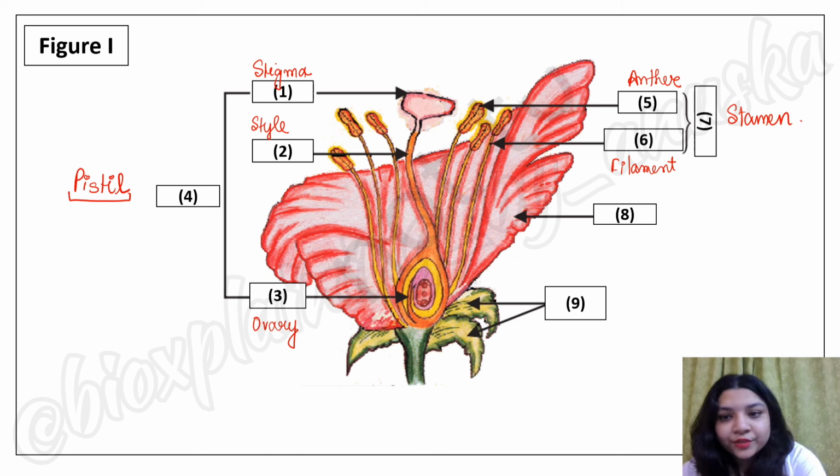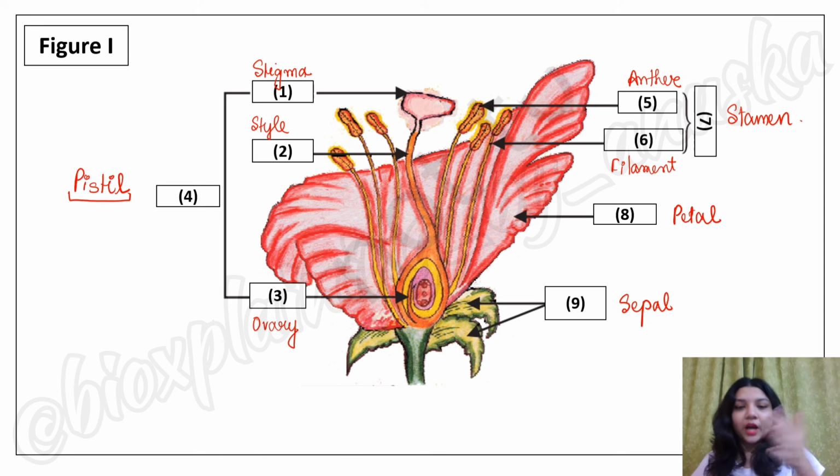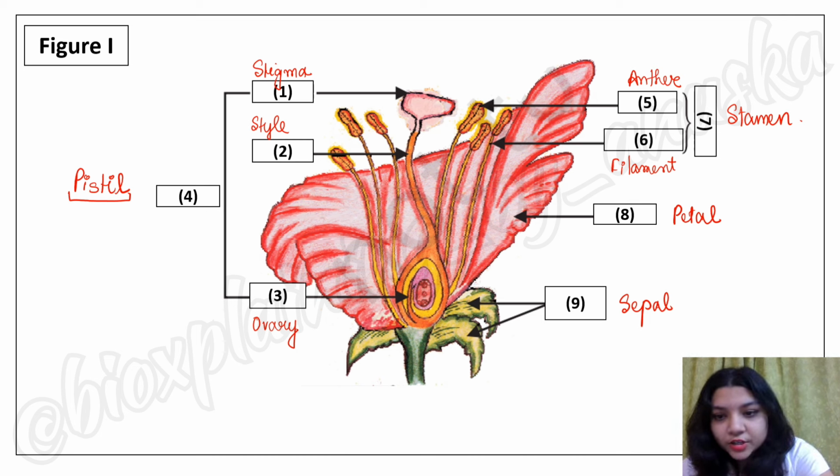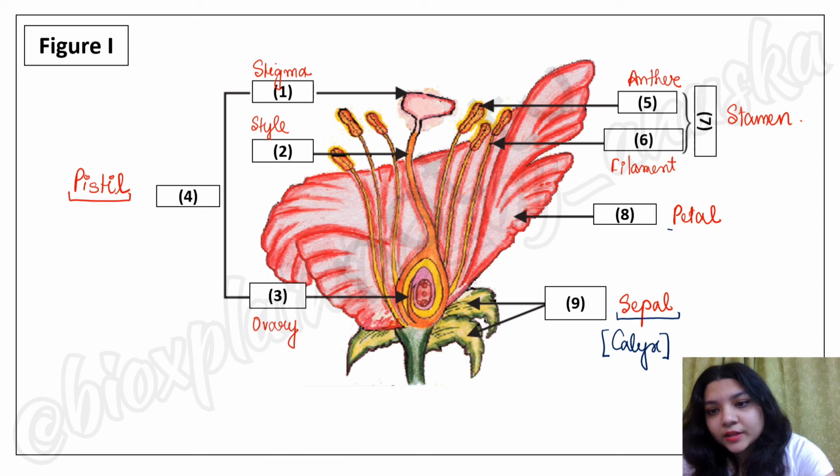Then 8, what do we have? 8 is the petal, right? And 9 refers to the sepal. Now what I'll do is, with a separate color, I'll talk about the names of the collective whorls. Okay? So let us start from the outermost whorl. The first whorl is made out of sepals. So this is known as the calyx. Okay. Then petals, this one is corolla.